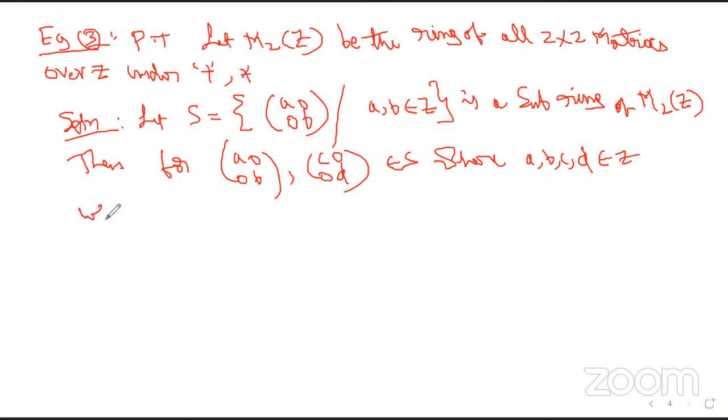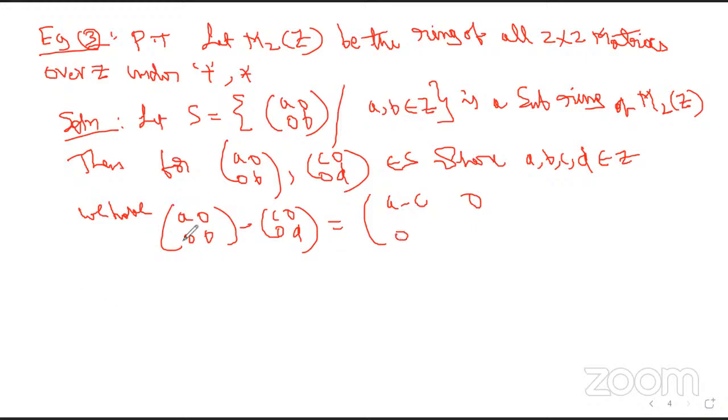We have [a 0; 0 b] minus [c 0; 0 d] equals [a minus c, 0; 0, b minus d], which belongs to S. Here a minus c, b minus d belong to Z.